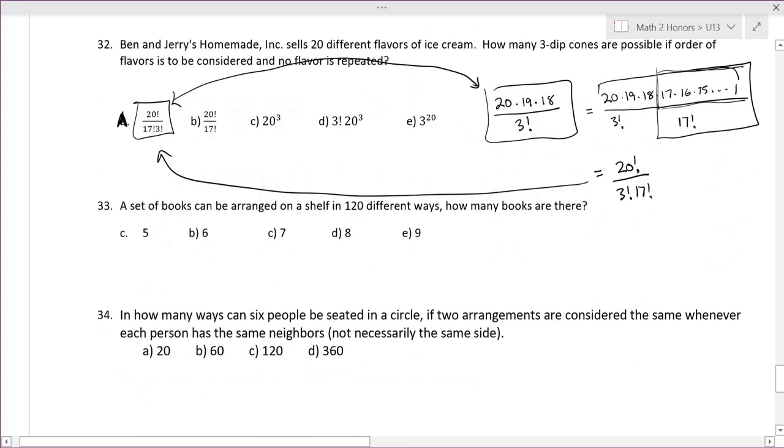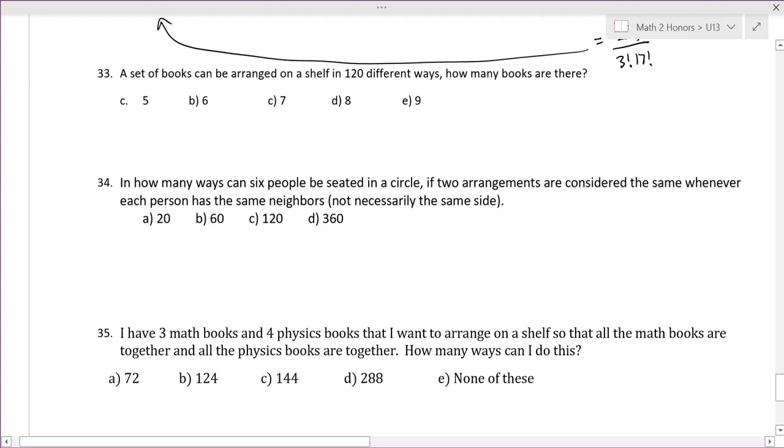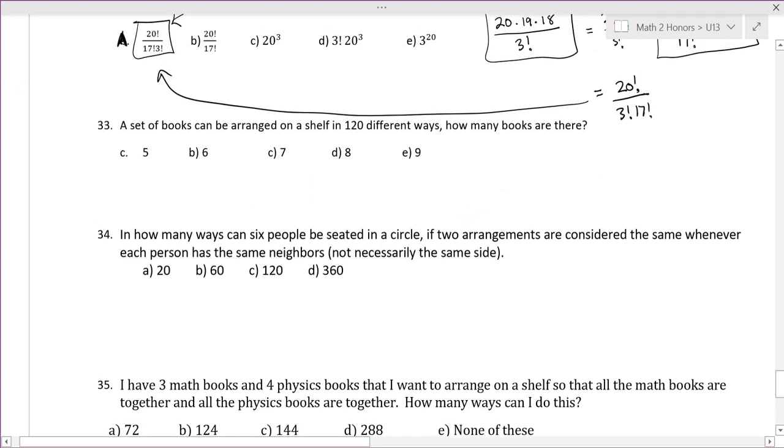All right, 33. Sorry, 34. 33. A set of books, and again, I have my lettering off here. A set of books can be arranged on a shelf 120 different ways. How many books are there? So, if you have an arrangement, it's a permutation. Say there's n options, and so we're going to have n factorial different ways equal to 120.